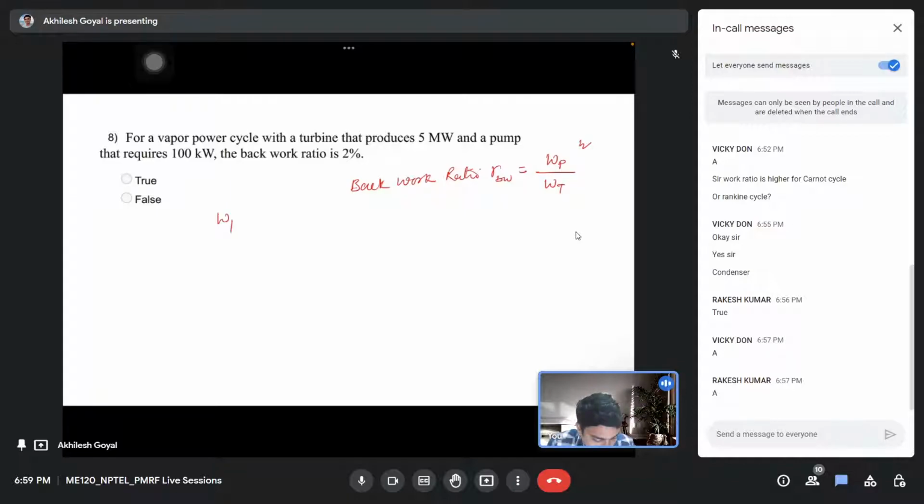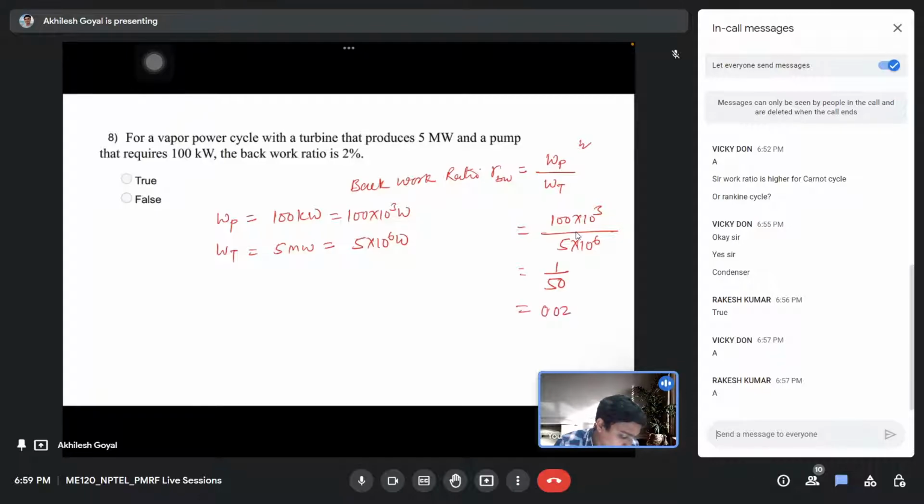What is pump work? WP is equal to 100 kilowatt, or 100 into 10 raised to power 3 watt. And what is turbine work? WT is equal to 5 megawatt, that is 5 into 10 raised to power 6 watt. So what will be the back work ratio? 100 into 10 raised to power 3 divided by 5 into 10 raised to power 6, that is 1 by 50, that is 0.02, that is back work ratio.